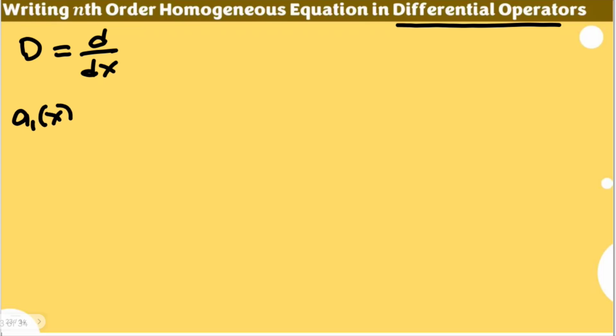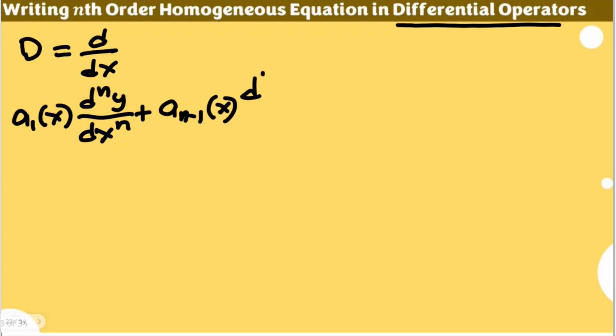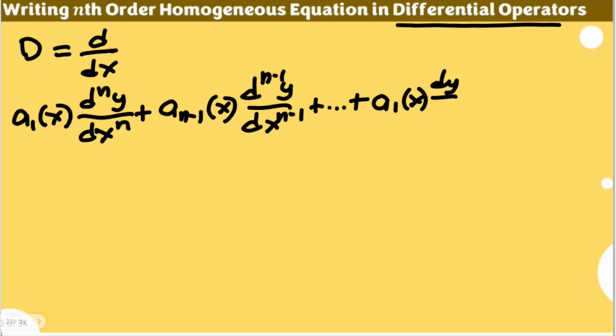a sub n of x, the nth order derivative of y with respect to x, plus a sub n minus 1 of x, the (n minus 1)th order derivative of y with respect to x, plus dot dot dot, plus a sub 1 of x, the first order derivative of y with respect to x, plus a sub 0 of x times y, equal to 0. This must be equal to 0 so that our equation is a homogeneous equation.